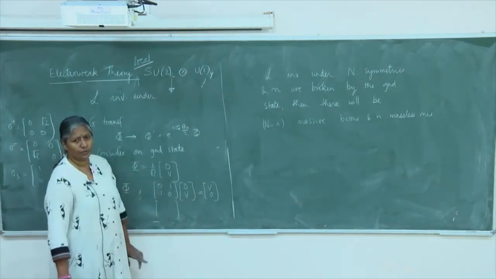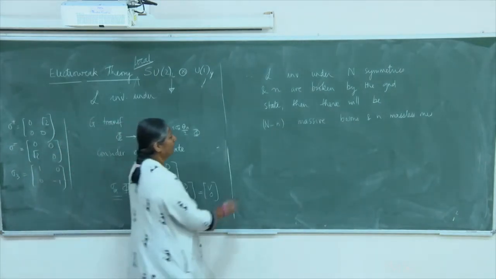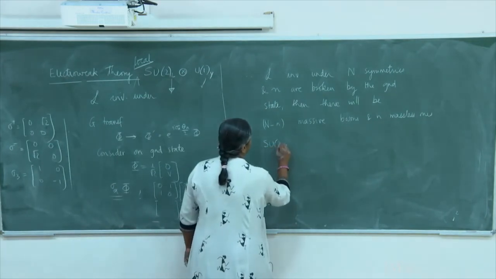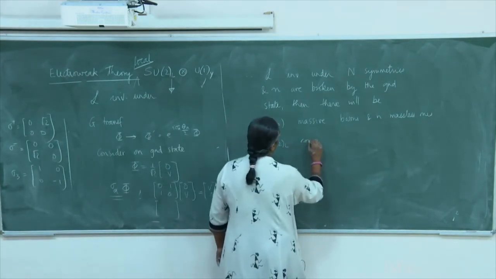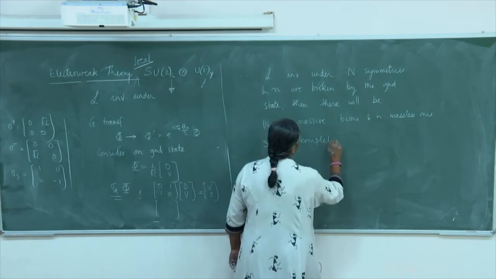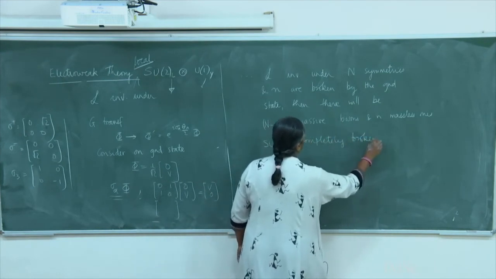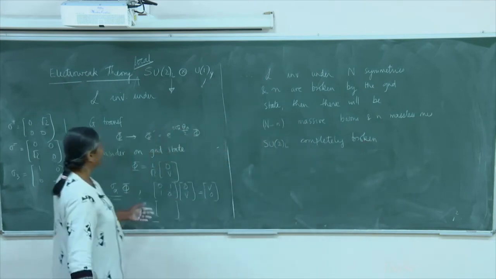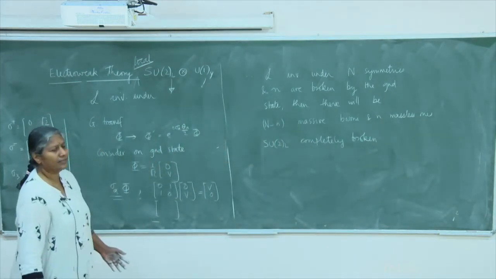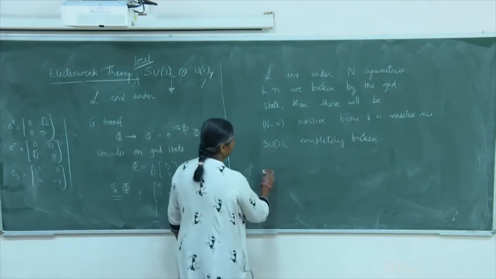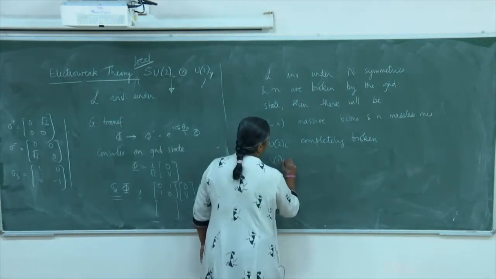Each one of them is broken. So SU2L is completely broken, not at the Lagrangian level. When I say broken, I mean by the ground state, completely broken, and only the remaining symmetry that is there is actually the U1 electromagnetic.